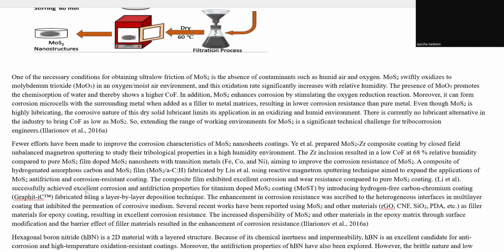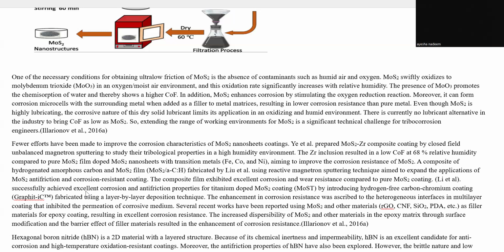They doped molybdenum disulfide nanosheets with transition metals such as iron, cobalt, and nickel, aiming to improve the corrosion resistance of molybdenum disulfide. A composite of hydrogenated amorphous carbon and molybdenum disulfide film was fabricated using reactive magnetron sputtering, aimed to expand the application of molybdenum disulfide anti-friction and corrosion resistance coating. The composite film exhibited excellent corrosion and water resistance compared to the pure molybdenum disulfide coating, successfully achieving excellent corrosion and anti-friction properties for titanium doped molybdenum disulfide coating.